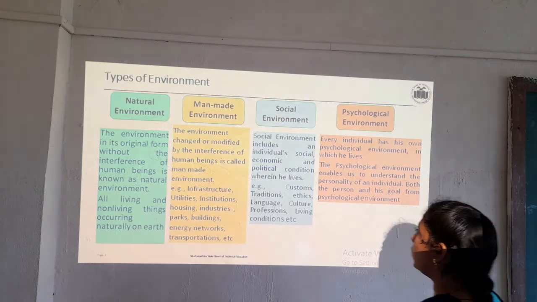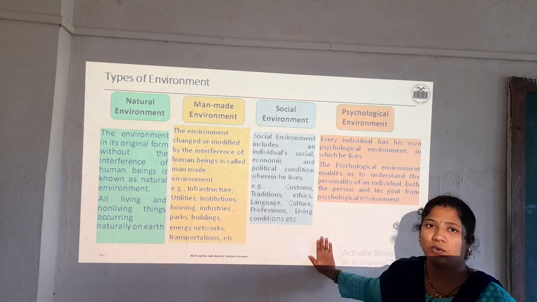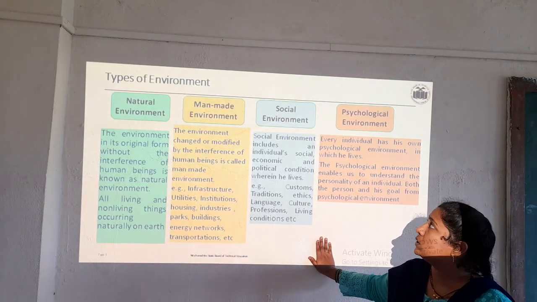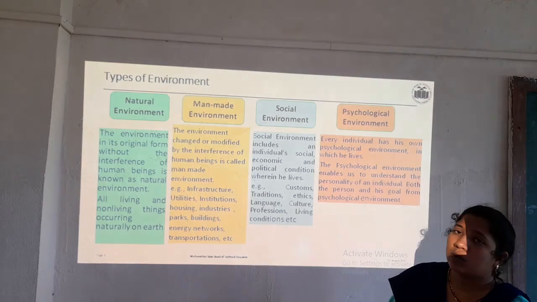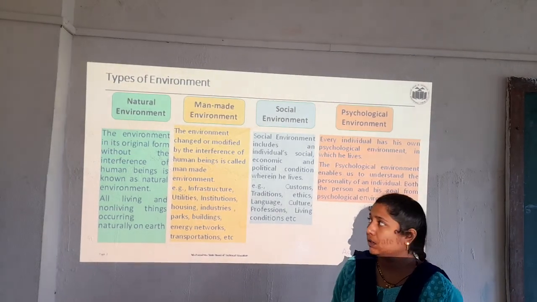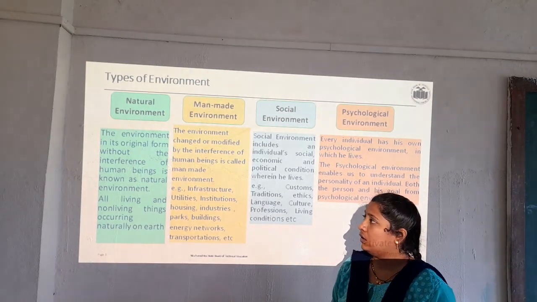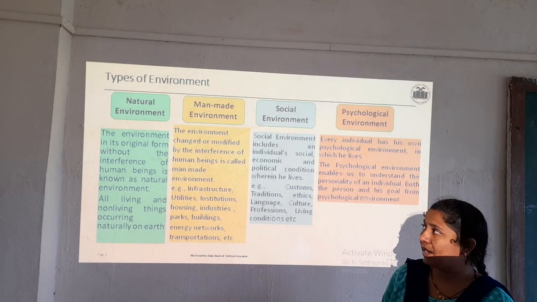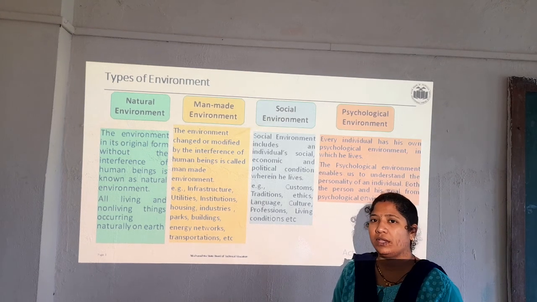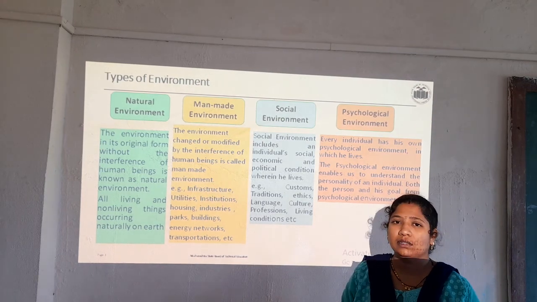Next we will see what are the types of environment. The slide shows four types of environments: natural environment, man-made environment, social environment and psychological environment. What is meant by natural environment? The natural environment is the original form without any interference of human beings. It includes all living and non-living things occurring naturally on the earth.